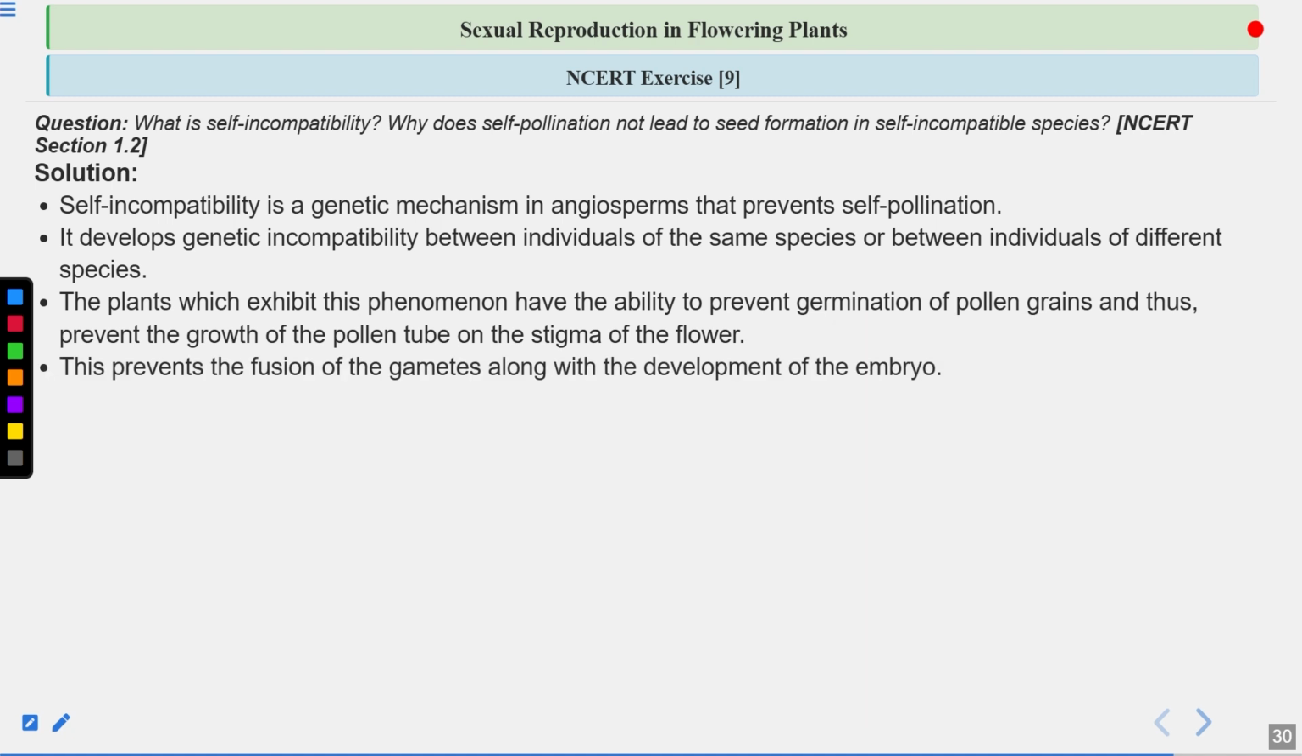This prevents the fusion of the gametes along with the development of the embryo. So there will be no fusion of the gametes. Because no pollen germination, no fusion of the gametes, and there will be no formation of the embryo as well. As a result, no seed formation takes place. So in this way, self-incompatibility is protecting against inbreeding depression, and they do not allow self-pollination to occur.